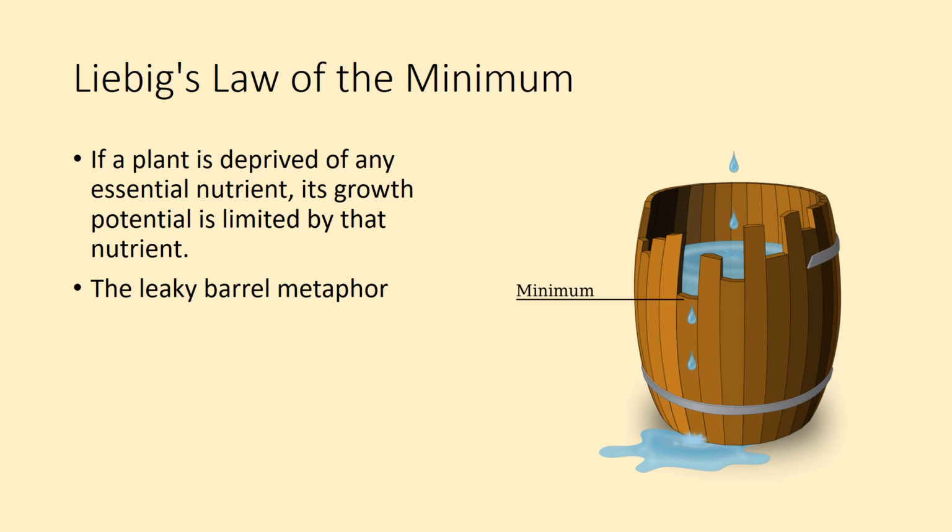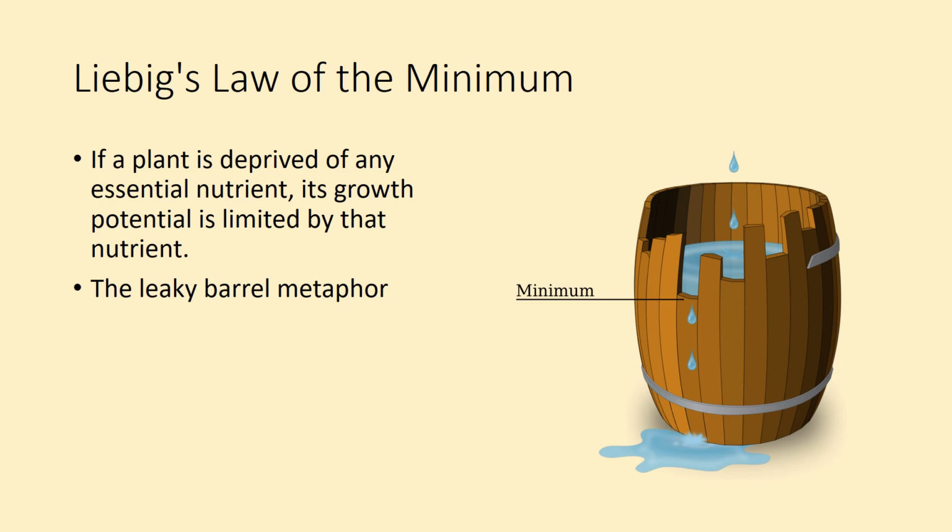To help illustrate his point, Liebig came up with the leaky barrel metaphor. Imagine that there is a barrel with different length slats. The slats themselves represent different factors like sunlight or water and all the different nutrients a plant needs. The height of those slats corresponds to the relative abundance of that factor or nutrient compared to the demand from the plant. The closer the factor or nutrient is to satisfying 100% of the plant's demand, the taller the slats will be.